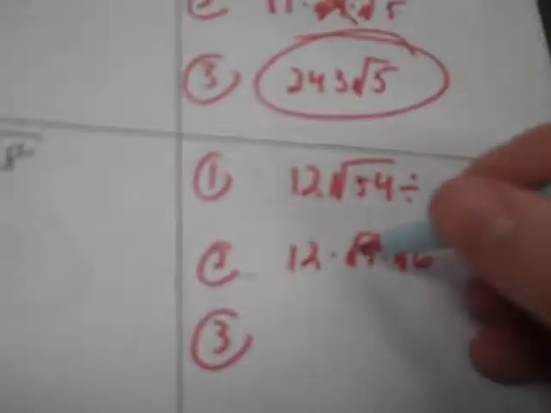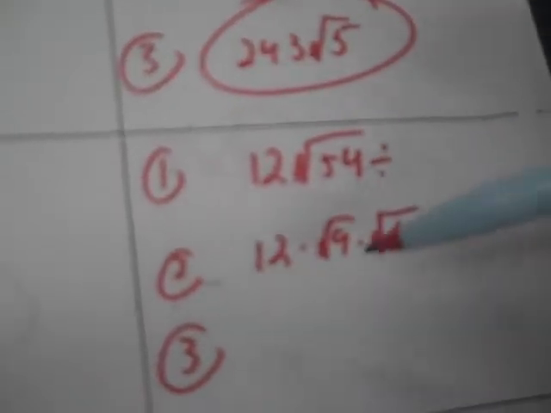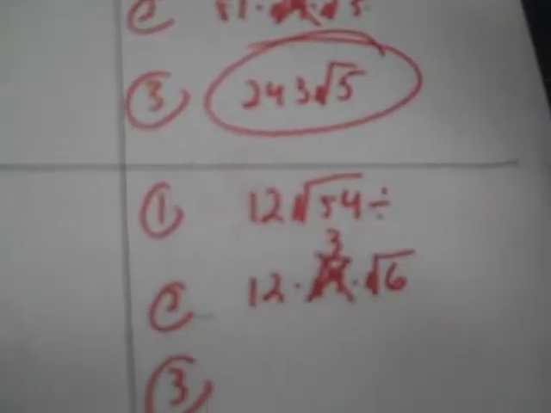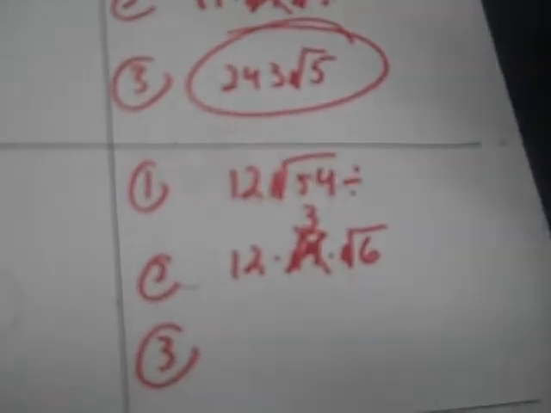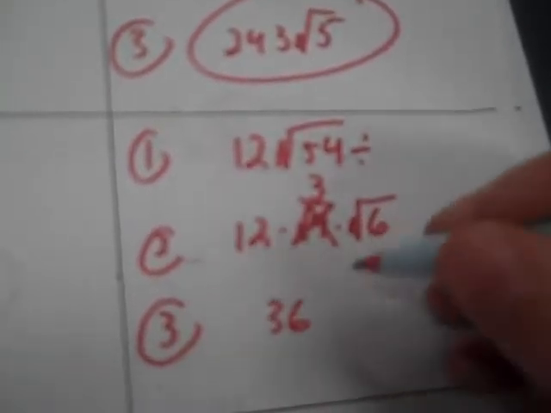But again, one thing I see some of you doing, you don't take 12 times 9. You got to remember to replace the square root of 9 with its integer equal, which is 3. And then 3 gets multiplied by 12. That's 36 with a square root of 6.